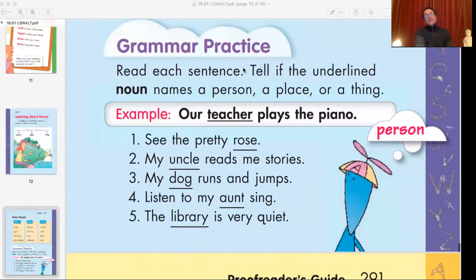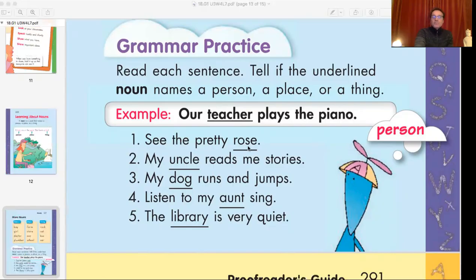Read each sentence and tell if the underlined noun names a person, a place, or a thing. Our teacher plays the piano. Is that a person, place, or thing? That is a person. So try to name this one. Ready? Number one. See the pretty rose.